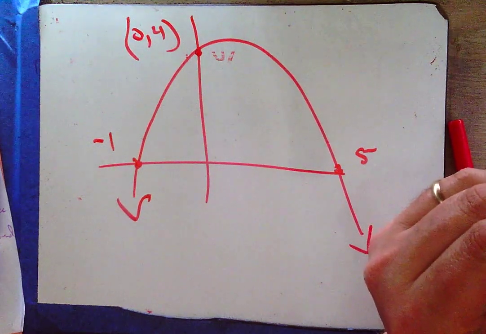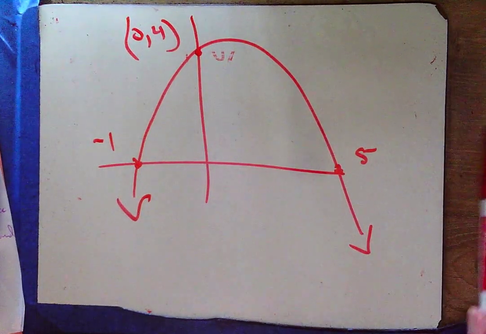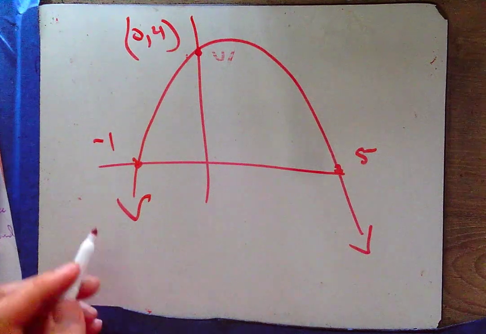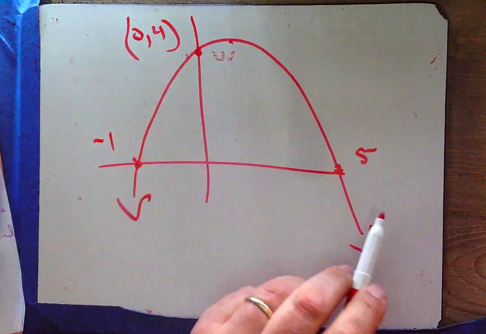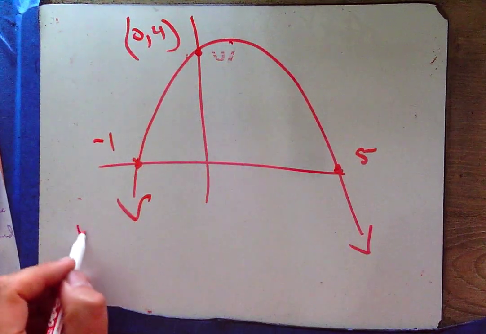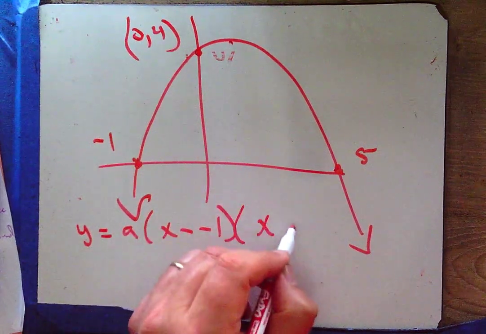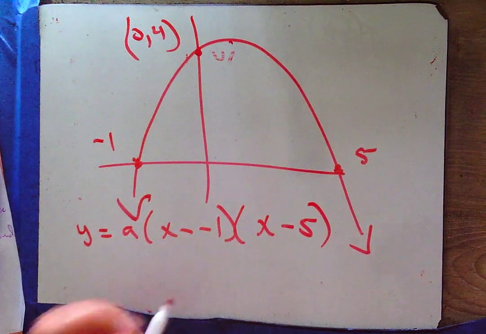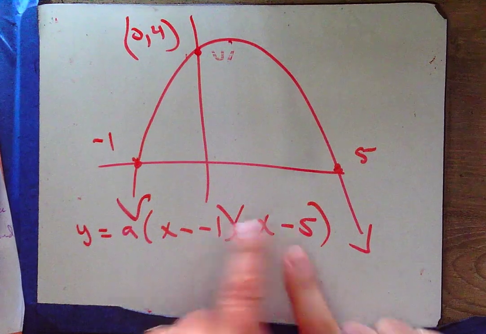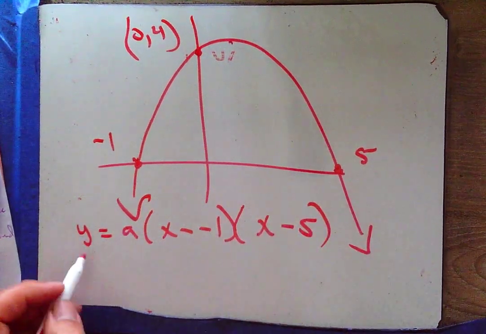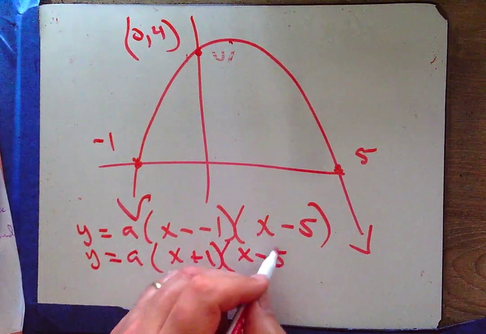Five, 4, 3, 2, 1. Hi. So, did you use vertex form? No, because I don't know the vertex. But I do know the intercepts, so I hope you used intercept form. Remember, intercept form has a minus built into it, and then you take the x-intercepts and you put them after the minus. So we've got y equals a, x plus 1, x minus 5.